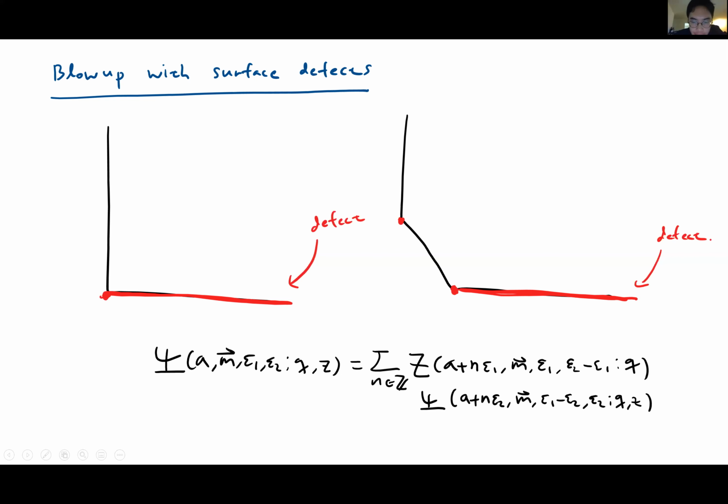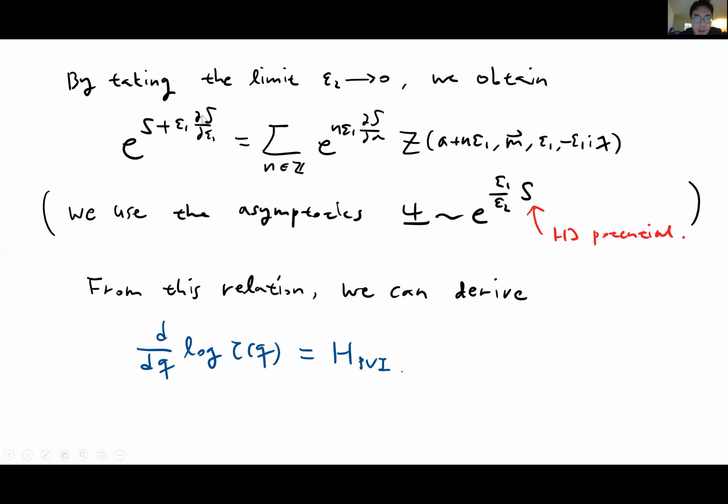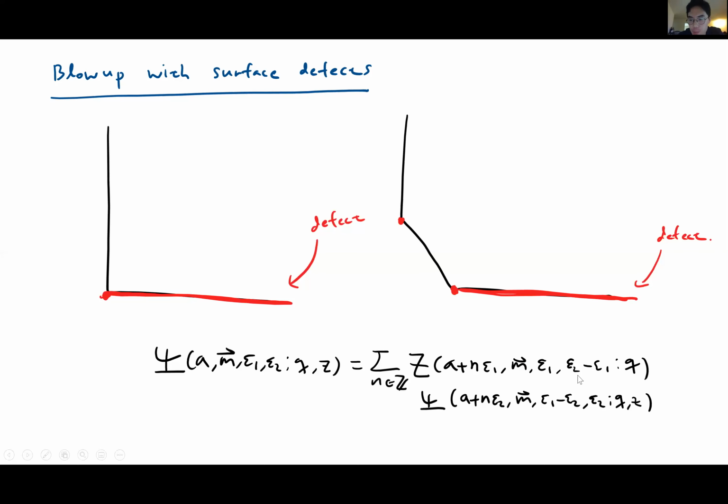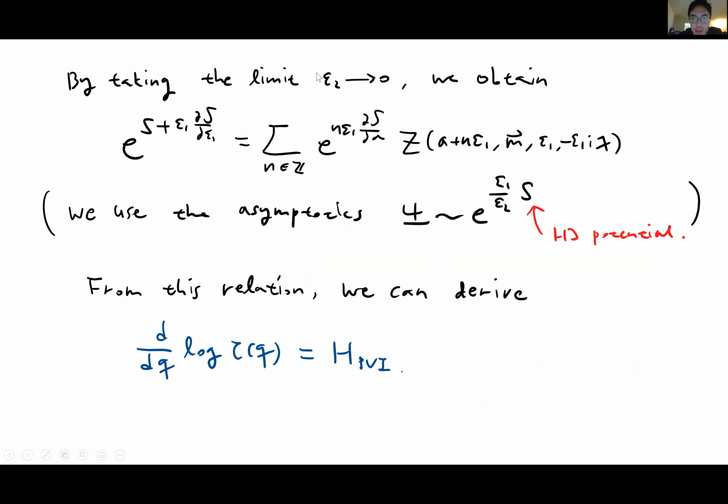Now, the idea is to take the epsilon 2 to 0 limit of this equation, then the result is this. So the point is that because of the shift in the epsilon parameters, even though we're taking the epsilon 2 to 0 limit, the Nekrasov-Shatashvili limit, for the Z part, for the contribution from the North Pole, it's self-dual. Epsilon 2 equals minus epsilon 1. So in that way, we are connecting the epsilon 2 to 0 limit to the epsilon 2 to minus epsilon 1 limit. Okay.